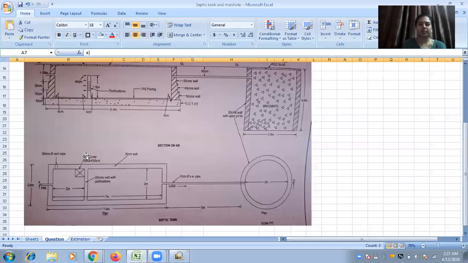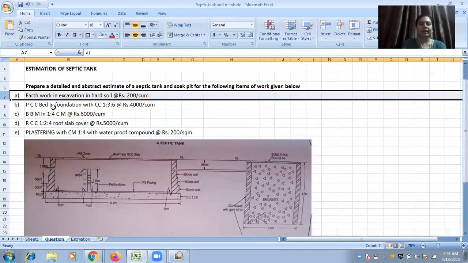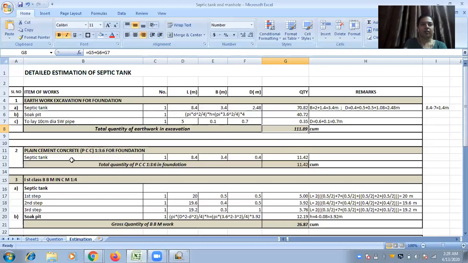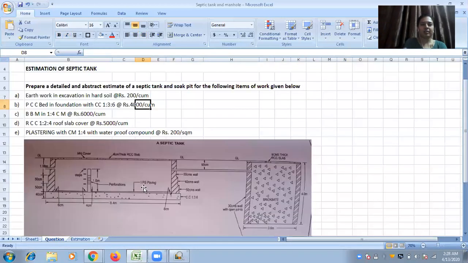Next question is PCC bed in foundation with cement concrete 1:3:6 at rupees 4,000 per cubic meter. Here also it is in cubic meter, so you have to give the volume. And you can observe this PCC bed is only for the septic tank and it is not given for the pipeline as well as for the soak pit, only in the septic tank.